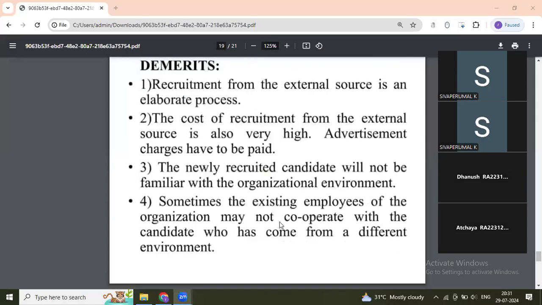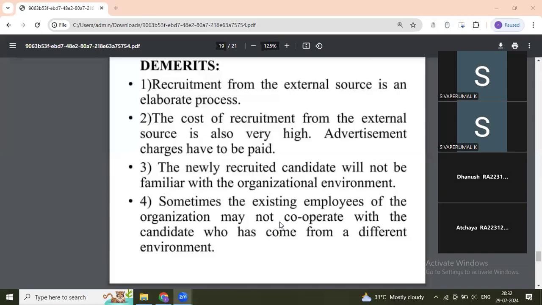Now, even though external recruitment has a lot of benefits, somehow the demerits are also there. The first one is that recruitment from external sources is an elaborate process. Of course, we want to conduct interviews, send advertisements, or else go to campuses. There are a lot of processes, right? So it is one of the main disadvantages.